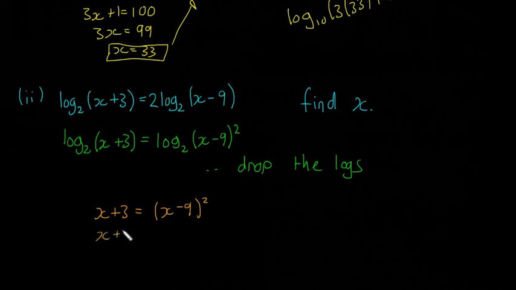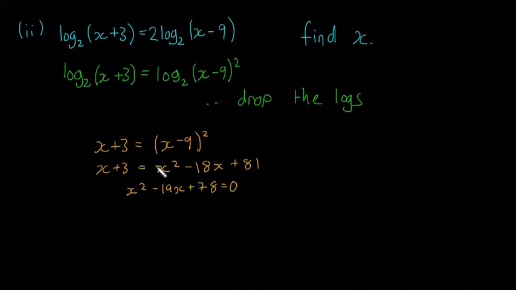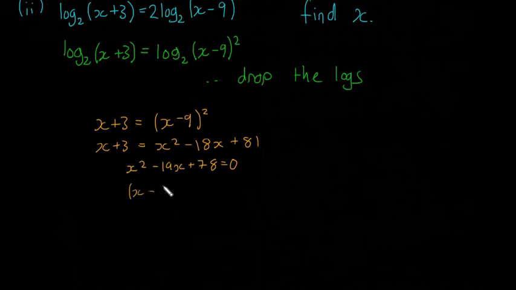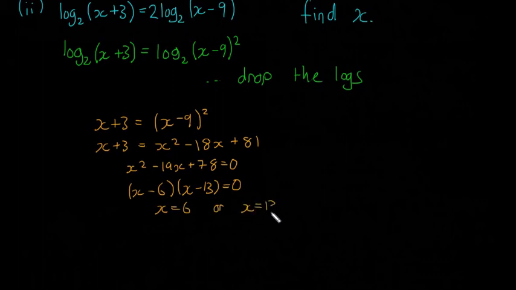Okay, and now it's just about solving this. x plus 3 is equal to x squared minus 18x plus 81. It's going to be x squared minus 19x plus 78 is equal to 0. I'm going to factorize that. We'll get x minus 6 and x minus 13 is equal to 0. That means x is equal to 6, or x is equal to 13.